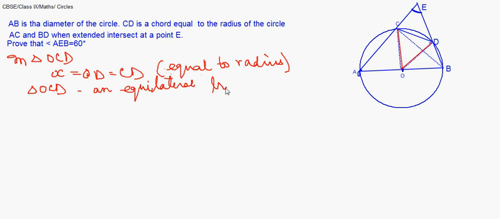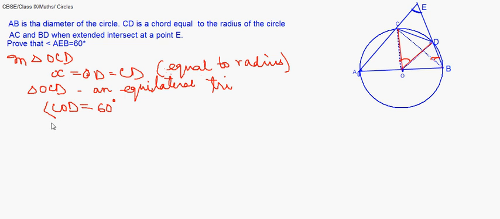Let me keep it short as triangle. So each angle, that means angle COD as well, is 60 degrees. This one is 60 degrees then. What is angle CBD? This one. What will be that angle? That will also be 60 degrees.